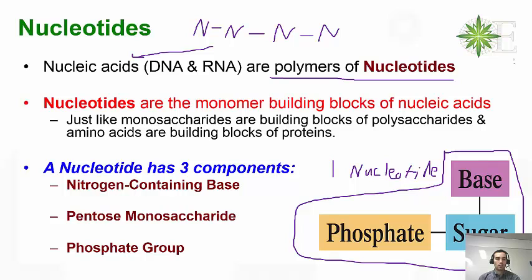So the nitrogen-containing base is what we talked about before. It could be things like adenine, thymine, cytosine, or guanine. Our pentose monosaccharide is our sugar, and we'll see that these can either be a ribose sugar or a deoxyribose sugar. So this is actually what makes one of the distinctions between our DNA and RNA as well. And we've also got our phosphate group.